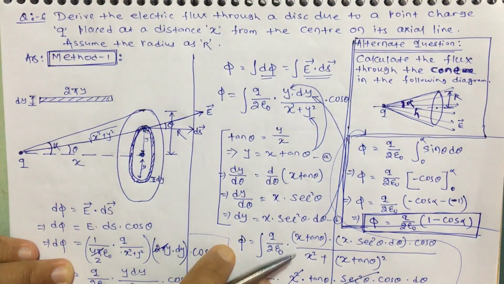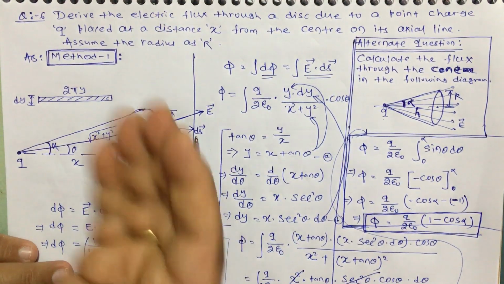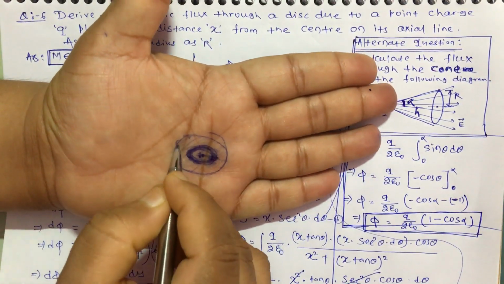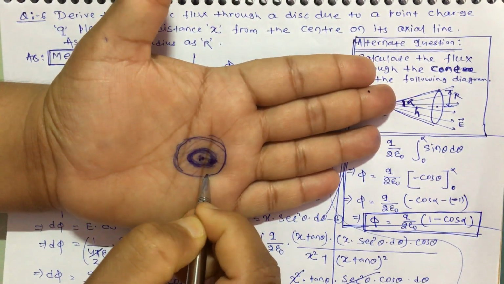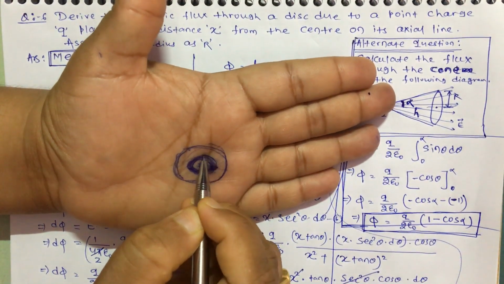How have I seen that? See here, this disc is kept in this surface. If the disc is kept like this, then you can see, if this is the complete disc, then I can assume an element here which will be a strip. Okay.